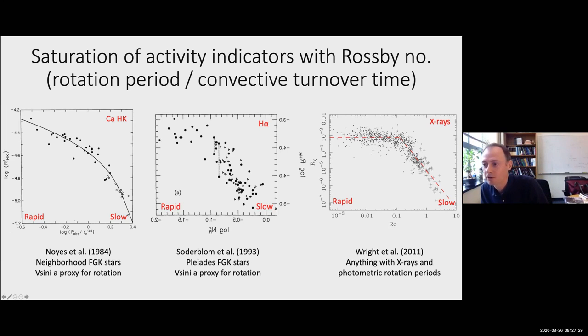And then over here, we have some more recent results by Wright and collaborators. Let me move my Zoom window over so I can see this. Showing the same thing, we go to lower and lower Rossby numbers, and we see this saturation of X-rays. In this case, the activity indicator is coming from the corona, which produces the X-rays. In the case of this very nice paper from 2011, Wright et al. basically grabbed any star they could that had X-rays and a photometric rotation period with convective envelopes. So that's why we have so many objects here, and you very clearly see this saturation effect.